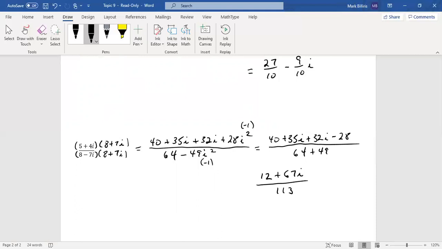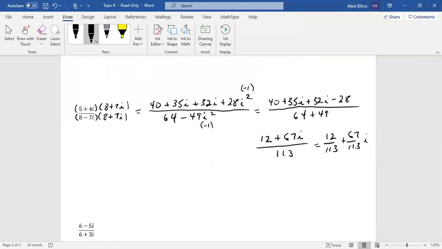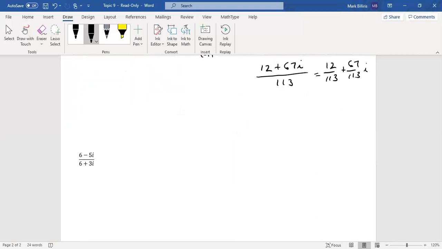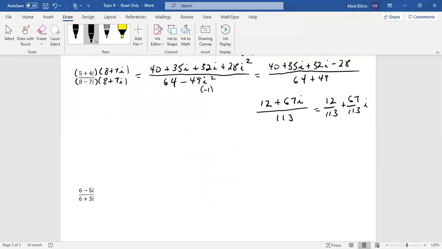My last step is to write it in standard form. So I'd have 12 over 113 plus 67 over 113 i. Let's try one last one. So we have 6 minus 5i over 6 plus 3i. Again, I'm dealing with binomials, so I'm going to put them inside parentheses. I want to rationalize, so I need to multiply by the conjugate of the denominator. Notice the signs are opposite, one's plus, one's minus.